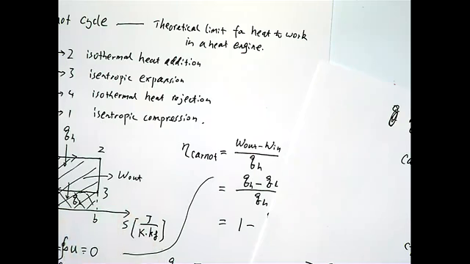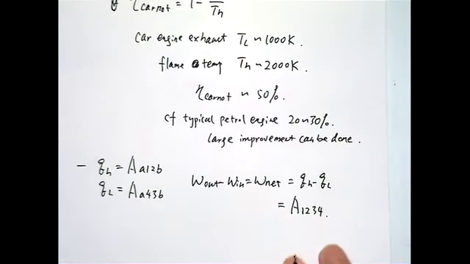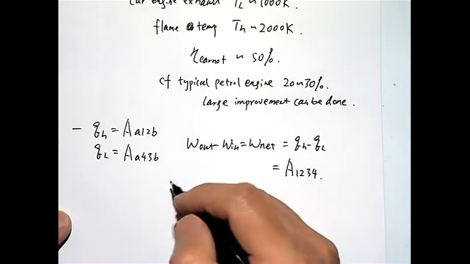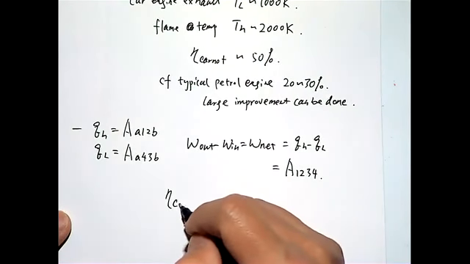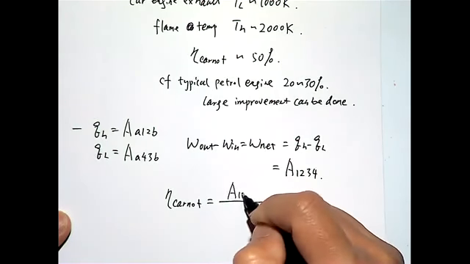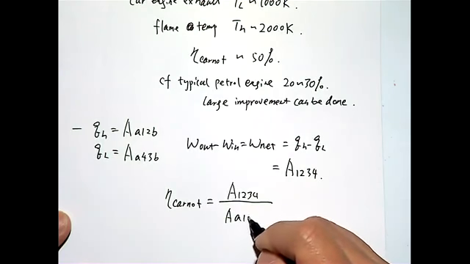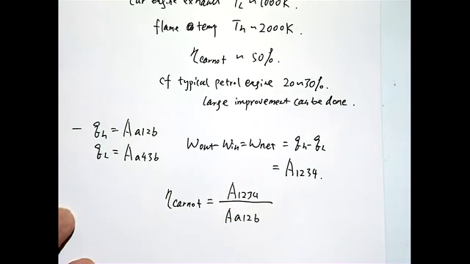All right, so this is just the start. Later on, when we discuss the specific cases, we will emphasize them again. I can just put it here: the Carnot efficiency equals the area of 1, 2, 3, 4 versus the area of A, 1, 2, and B.